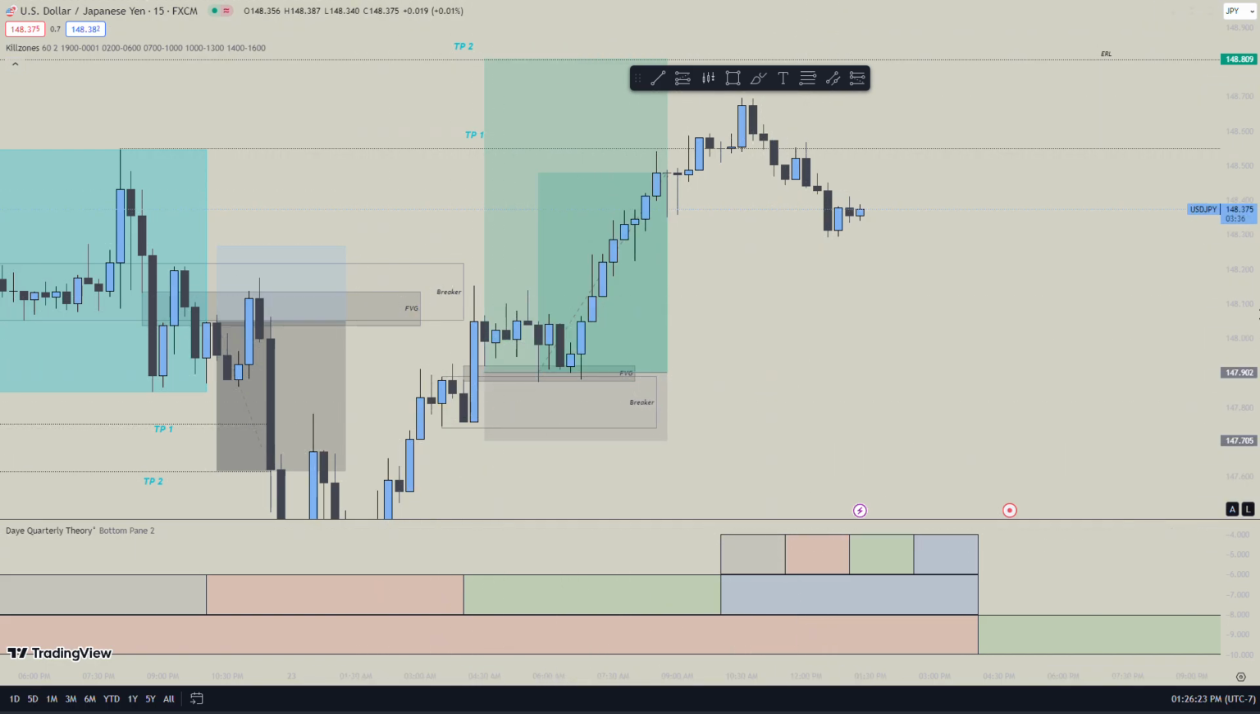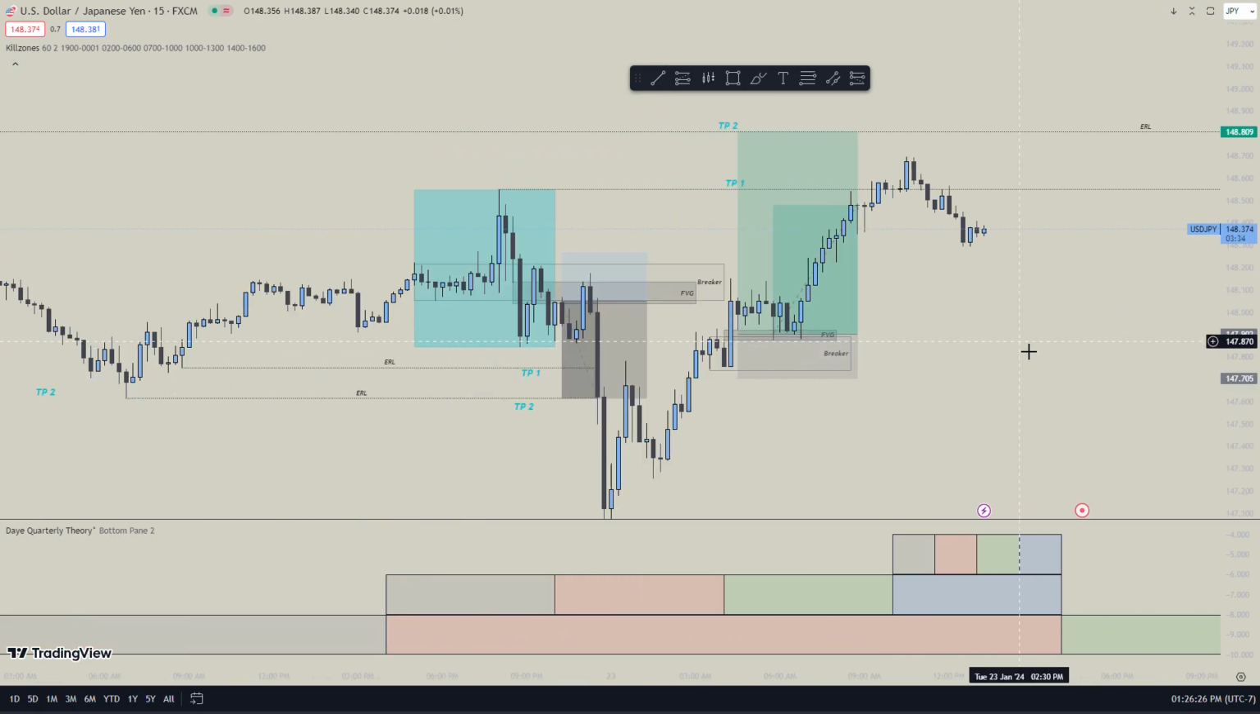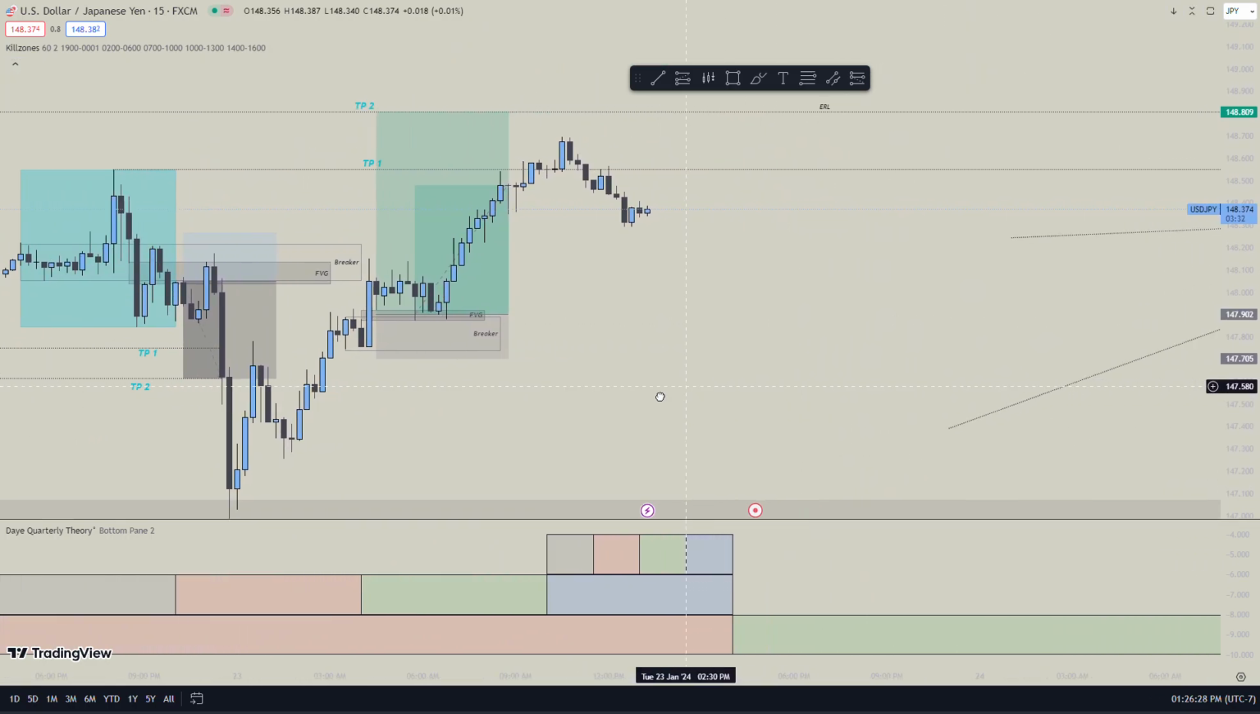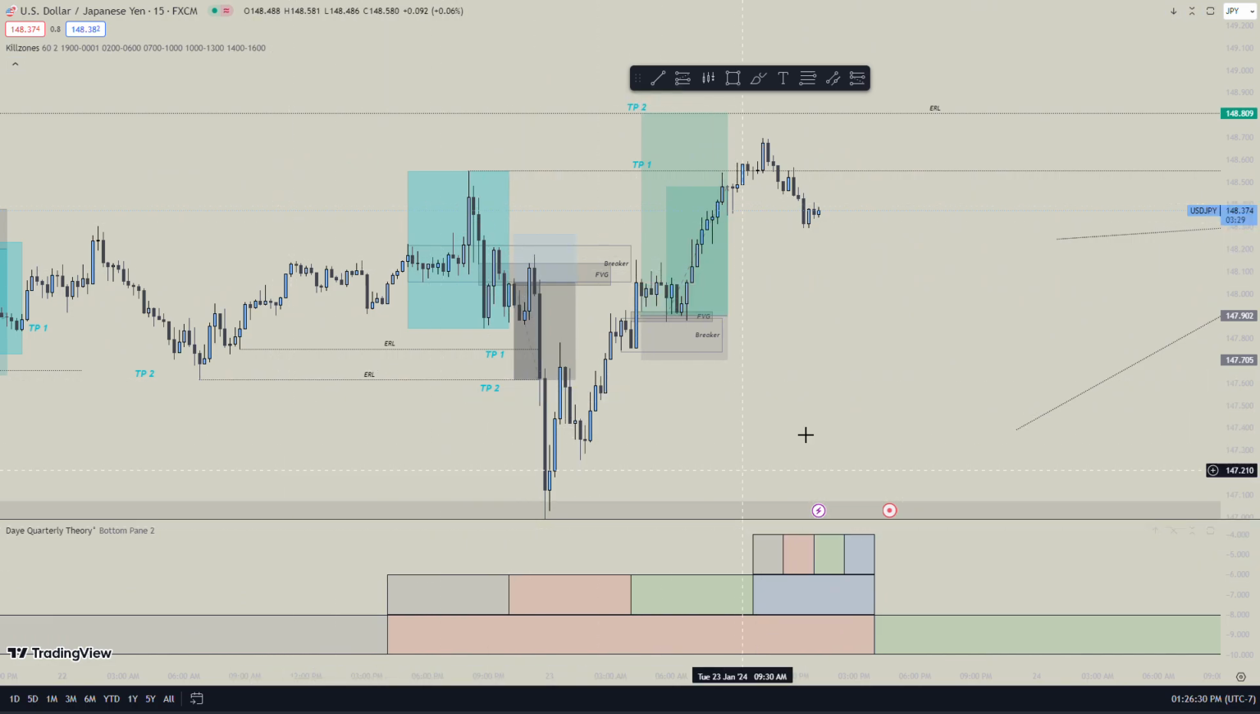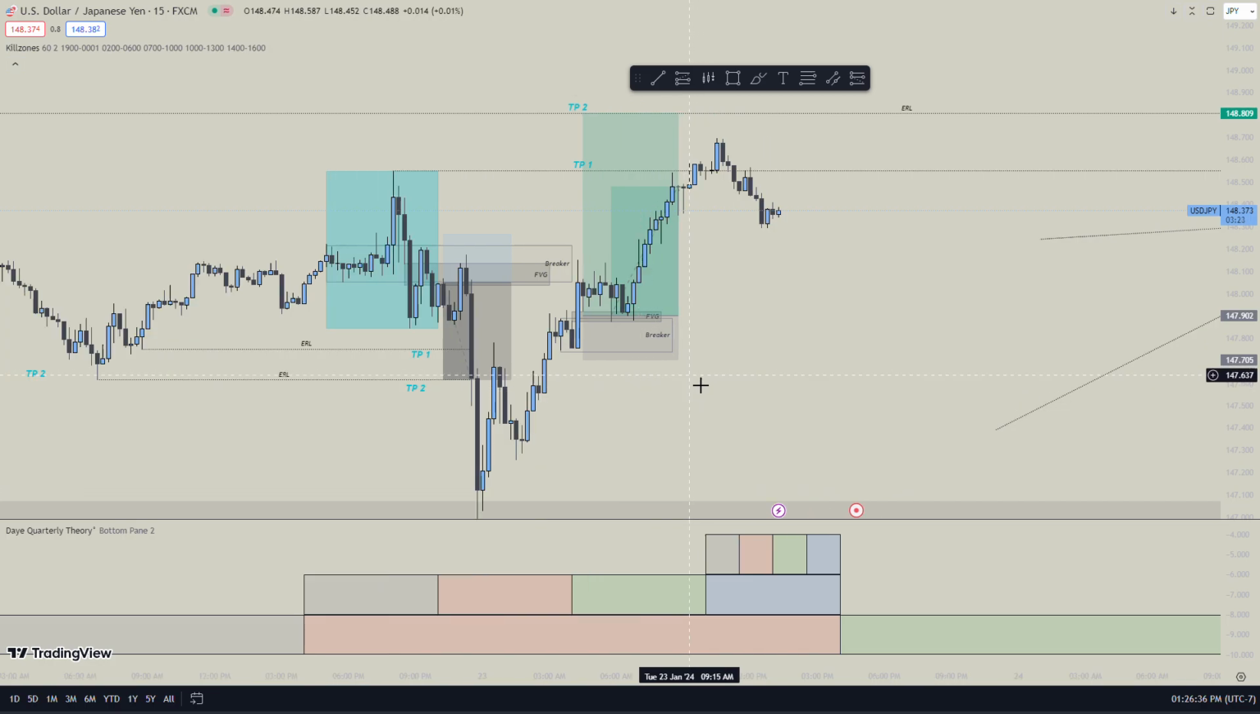This is how quarterly theory works. This is what you want to be looking for on your trades. Again, quarterly theory is literally just confirmation. Don't be using it as a strategy. It's just a confirmation. It gives you confirmation. Okay, that's all it does.